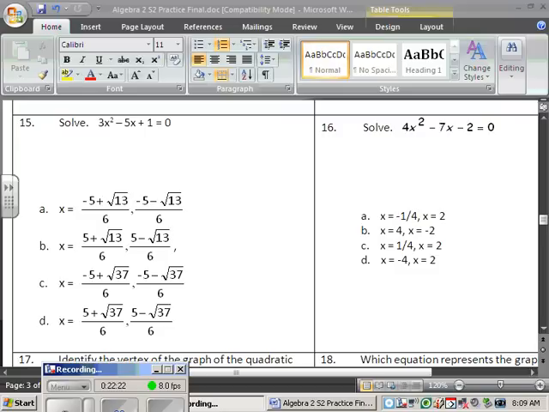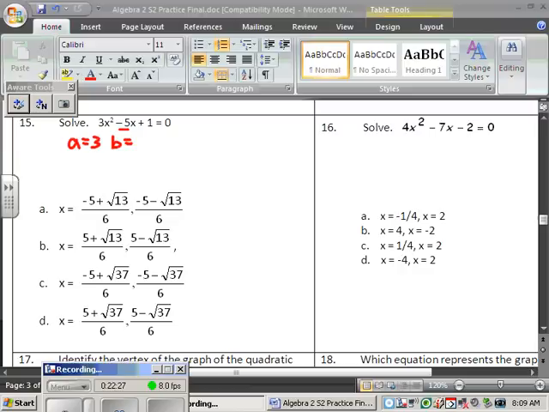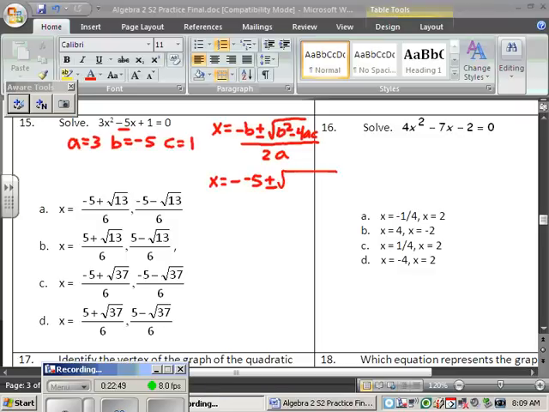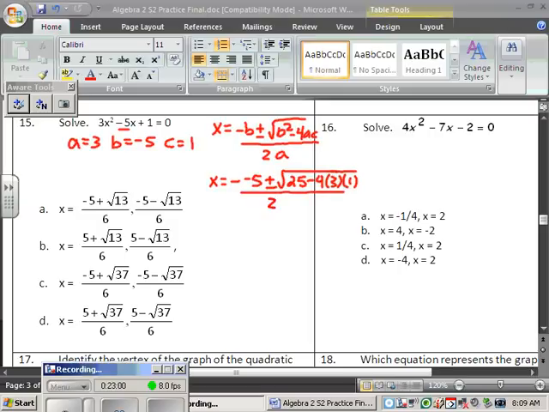So we first need to identify the A, the B, and the C. And the A is 3, the B is the -5, and the C is the 1. Then we'll plug that into the quadratic formula. Okay, so we've got -b, so -5, plus or minus, b squared, so -5 squared, I'm just going to go ahead and write 25, minus 4 times a, which is 3, times c, which is 1, divided by 2 times a, so 2 times 3.